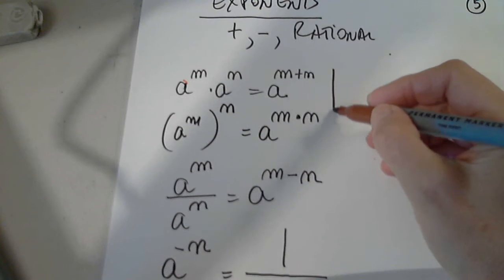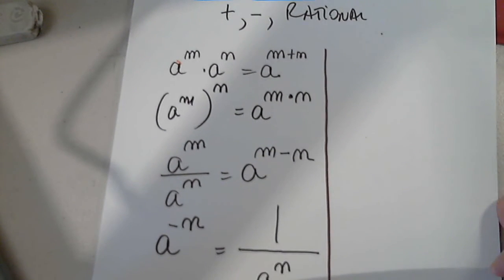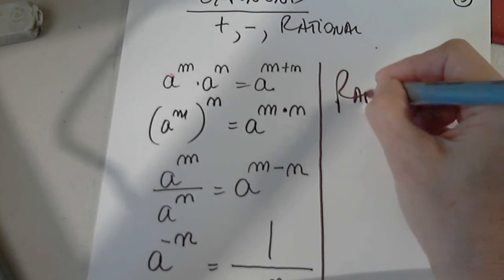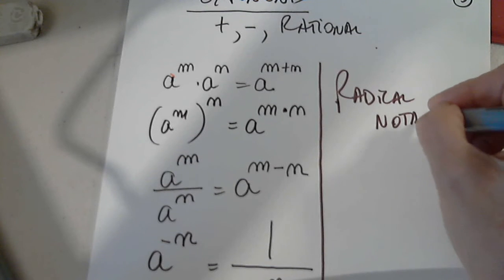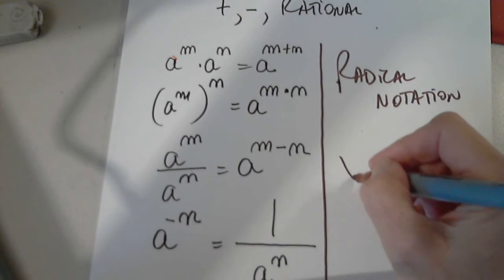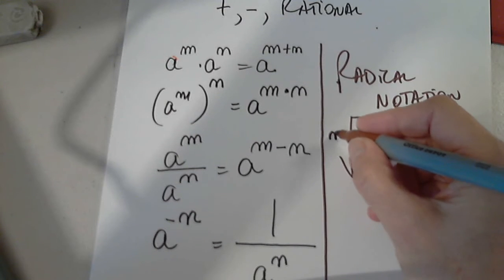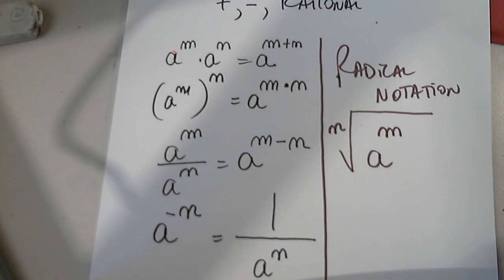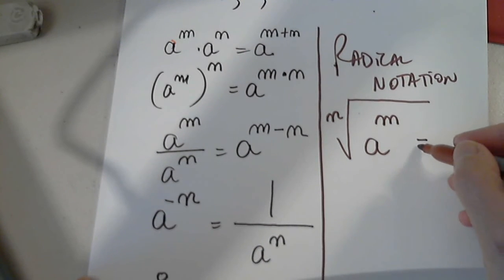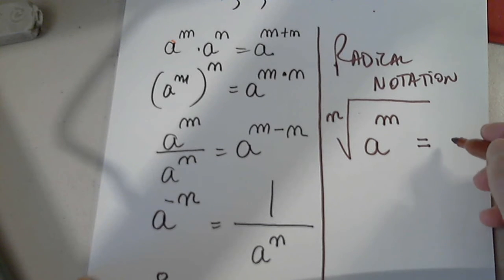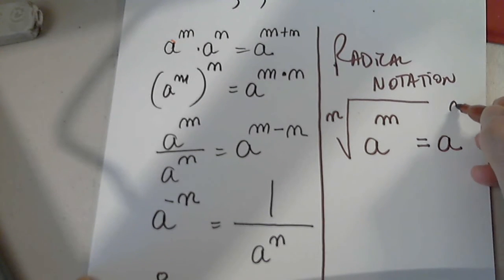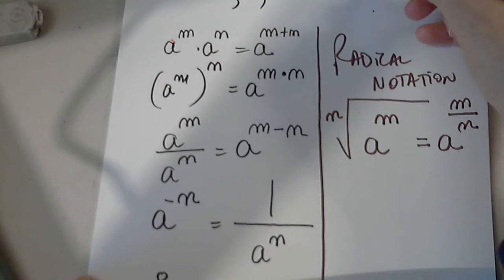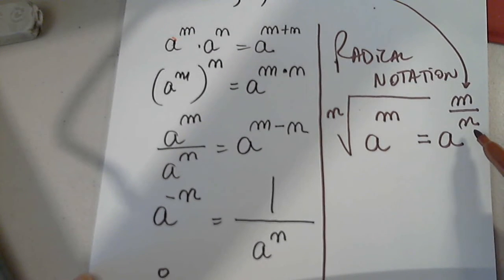One other refresher before we look at some problems, the radical notation. So the general radical notation is this: n, the index, a, mth, the power. This is a radical notation, but it can be changed into an exponential notation. A is the base, m is the numerator of the fraction, and n is the denominator. So this is what we talk about when we talk about rational exponents. This is what we mean.